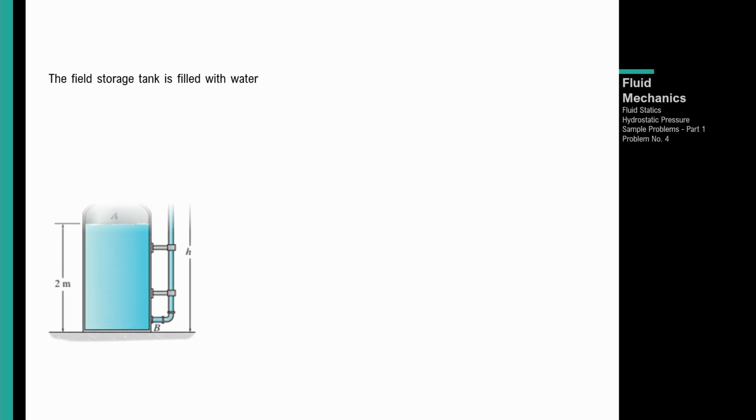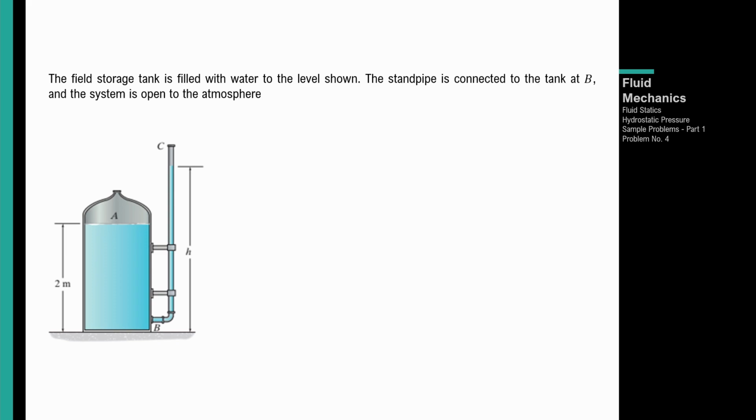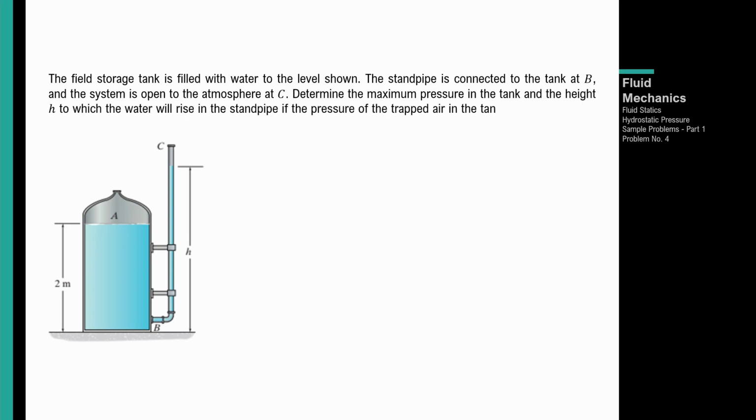Problem number 4. The filled storage tank is filled with water to the level shown. The standpipe is connected to the tank at B, and the system is open to the atmosphere at C. Determine the maximum pressure in the tank and the height H to which the water will rise in the standpipe if the pressure of the trapped air in the tank or the space at A is 65 kilopascals. So, we need to get the maximum pressure and the height H.